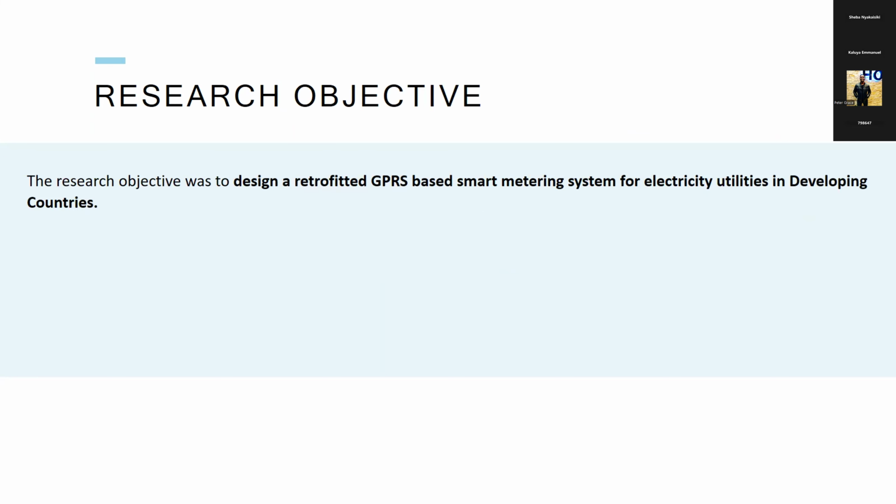The research objective. Here we looked at what we would consider to be the main objective of the research. To us, the main objective was to design a retrofitted GPRS-based smart metering system for electricity utilities in developing countries. There could be other objectives that we could consider, but we majorly looked at what could have been the major objective of this research. This is what we identified with the team.